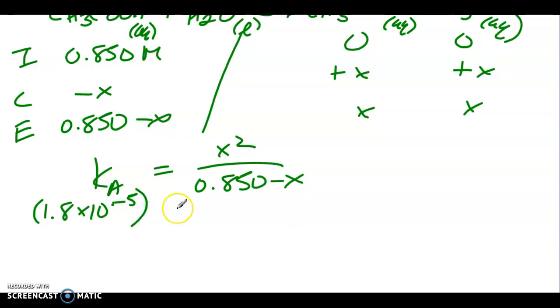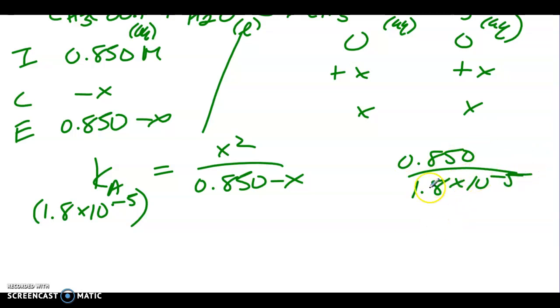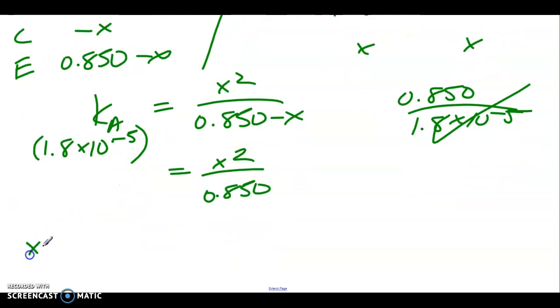So if we do the 1,000 rule, I keep saying 100. If we do the 1,000 rule, this will actually work out. So if you do 0.850 over the Ka, remember when you are doing this, I do want you to prove this, showing me what you are dividing. This is going to be greater than 1,000. So the 1,000 rule will work out. So that's going to end up being X squared over 0.850. So X will end up being 3.91 times 10 to the negative 3.